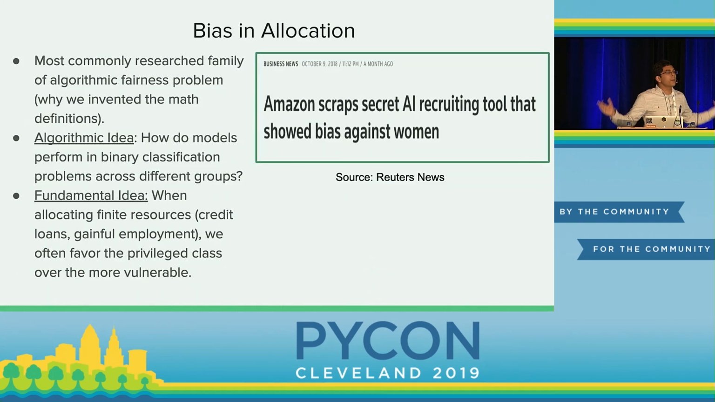So first, let's talk about where we are now. A lot of problems in algorithmic bias focus on the problem of allocation. Who gets a loan or not? Who gets a job?